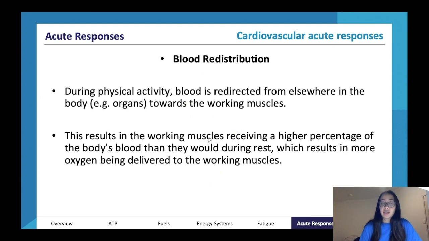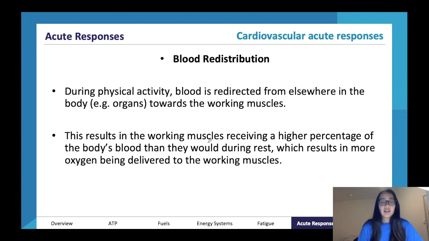Another cardiovascular acute response is blood redistribution. So during physical activity, blood is redirected from elsewhere in the body, such as the organs, towards the working muscles. This results in the working muscles receiving a higher percentage of the body's blood than they would during rest, which results in more oxygen being delivered to the working muscles.